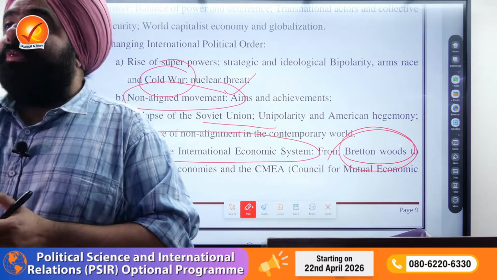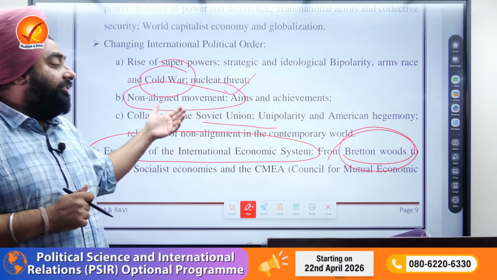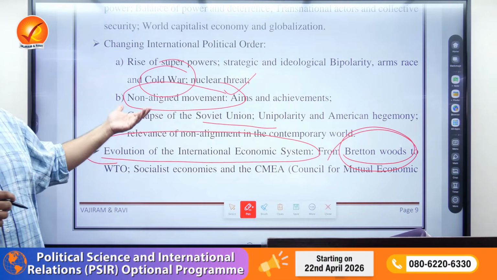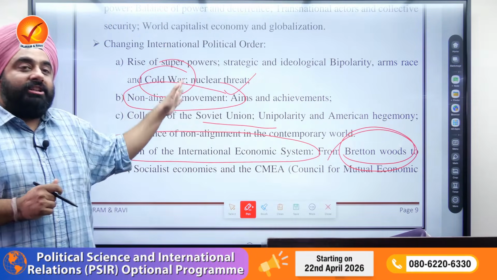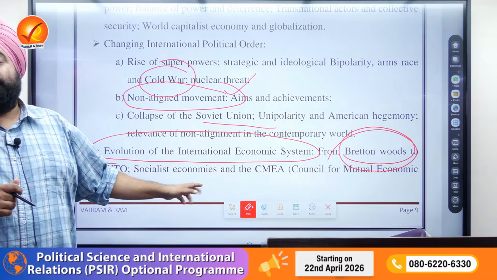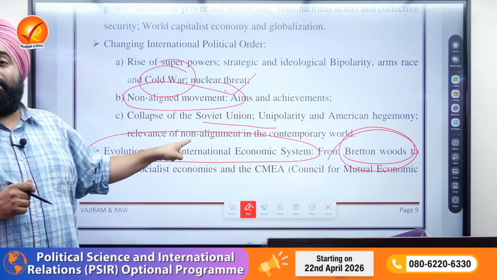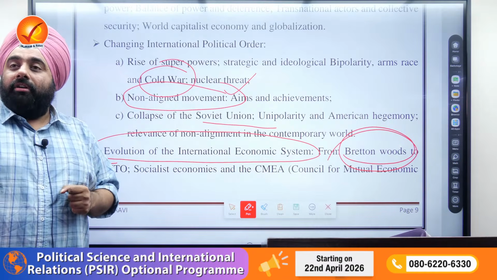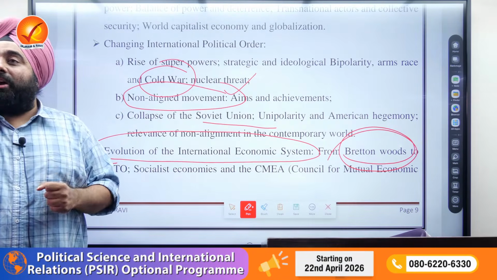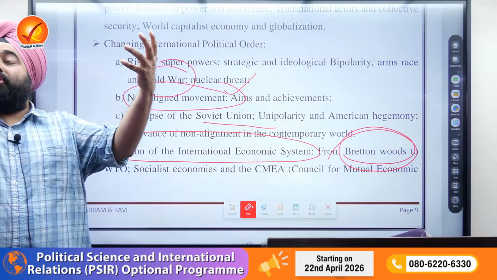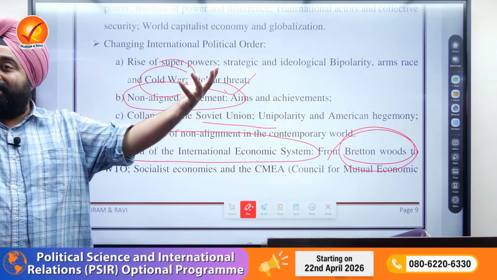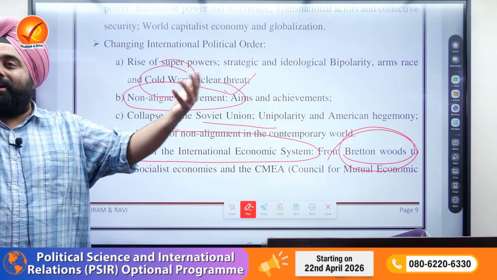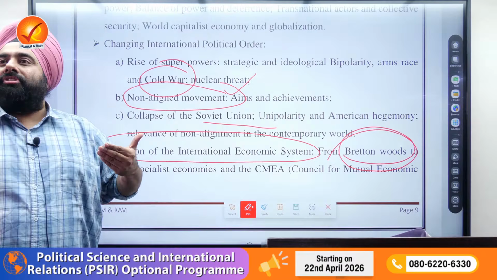So in this chapter, we do a detailed study of the IMF and World Bank, and the WTO, World Trade Organization. That is what we do in this particular chapter. So we first study the evolution of international politics, how there was a Cold War period, then the Soviet Union got disintegrated, America won the Cold War, America started dominating the world, American hegemony emerged, American dominance emerged. Now American hegemony is on the decline.